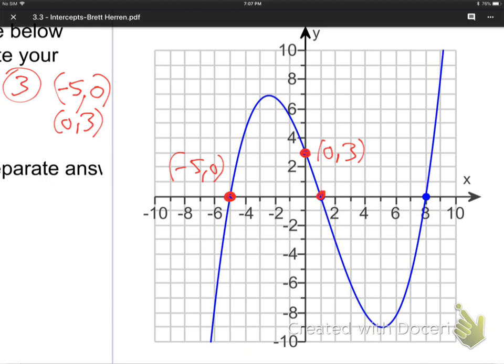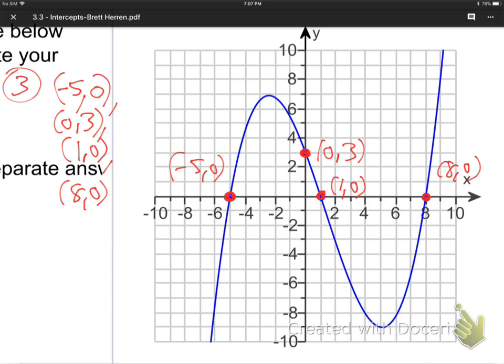So this one right here, over 1, up 0. And then how about the one way over here? Over 8, up 0. We good? So notice, they just want you to put commas between them all in one line when you list these. That's the answer they want on that. This one's 8, 0.